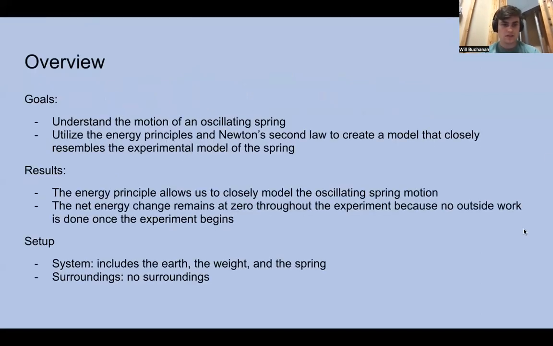So a quick overview, the goals of this lab are to understand the motion of an oscillating spring, and we can do this by using the energy principles and Newton's second law to create a model that closely resembles the experimental model of an oscillating spring. And the results show us that the energy principles allow us to get very close to modeling an experimental oscillating spring. And it also shows us that the net energy change throughout the duration of the experiment will remain at zero because no outside work is done. So that proves to be true.